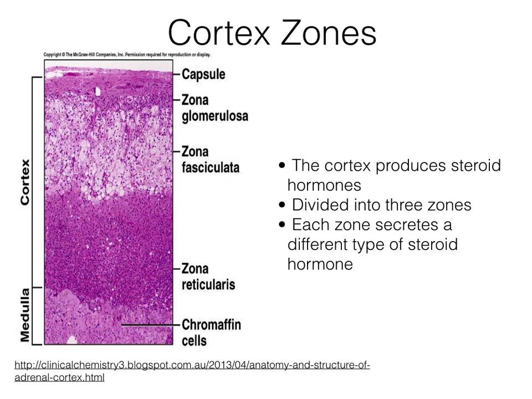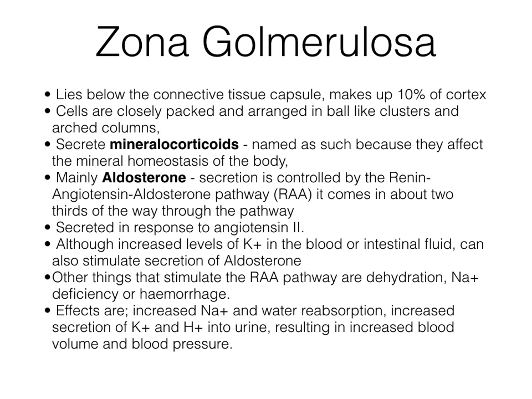The cortex produces steroids and is divided into 3 zones, which each secrete different hormones. The 3 zones are the zona glomerulosa, the zona fasciculata, and the zona reticularis. The zona glomerulosa is located just inside the connective tissue capsule. Its cells are closely packed and arranged in ball-like clusters and arched columns. It secretes mineralocorticoids, which affect the mineral homeostasis of the body. The main hormone secreted is aldosterone.